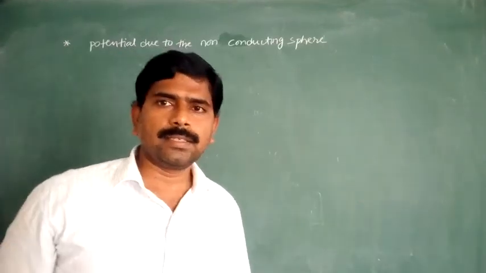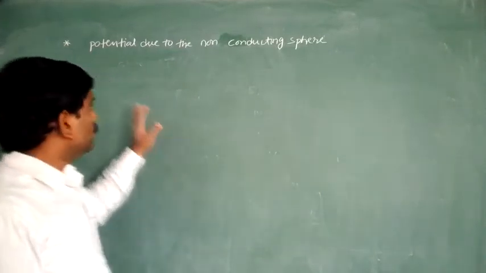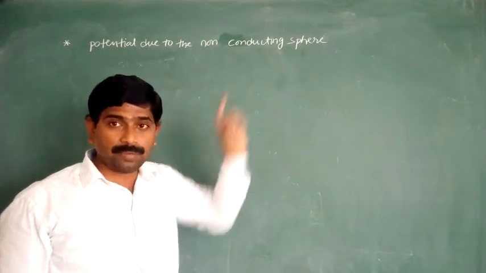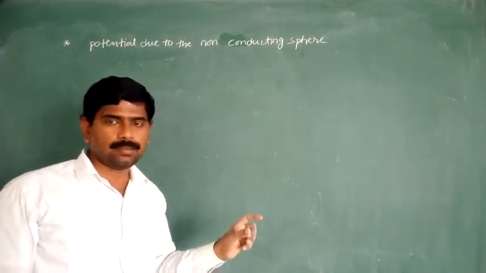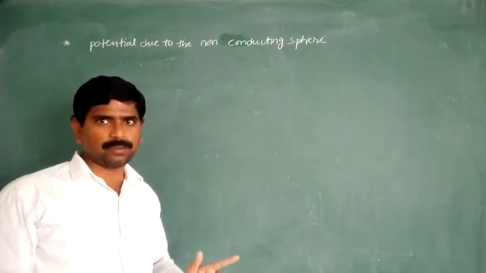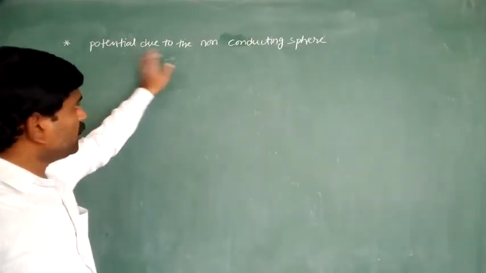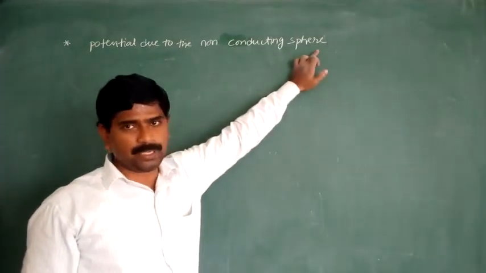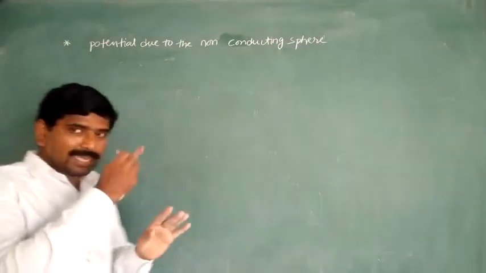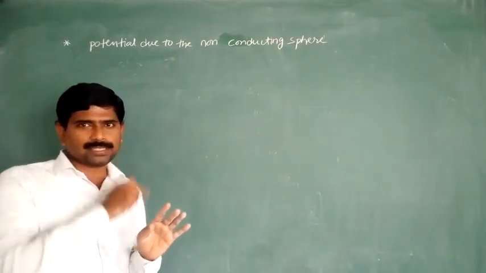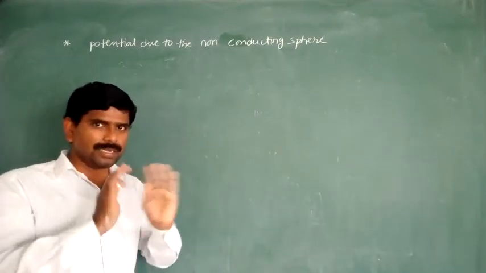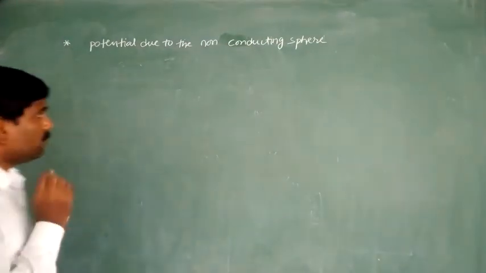Yes. Next one, right now, potential due to the non-conducting sphere. Previous one was conducting shell, or non-conducting shell, or conducting sphere. Right now, this is the potential due to the non-conducting sphere. Here charge is distributed inside of the sphere. Charge is distributed throughout the volume. Previous one on the surface, right now volume.